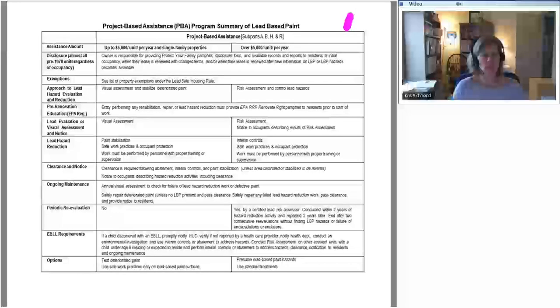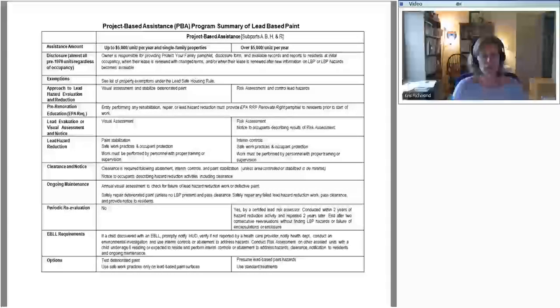And then if we identify any deteriorated paint, we need to be doing paint stabilization if we are up to including $5,000 or single family. So we're doing paint stabilization. We need to have RRP certified contractors and firms and renovators who do that work. If it's more than $5,000 per year, then we're doing interim controls. And so interim controls can also be done by someone who's trained as an RRP, so certified contractors, firms.